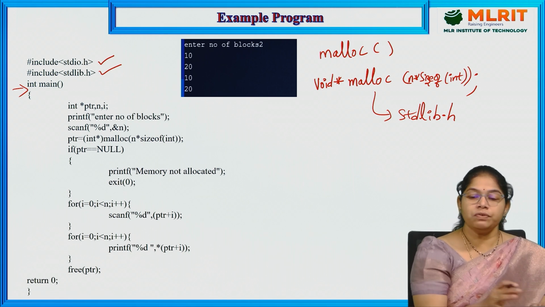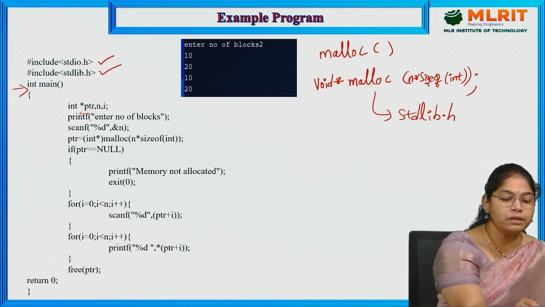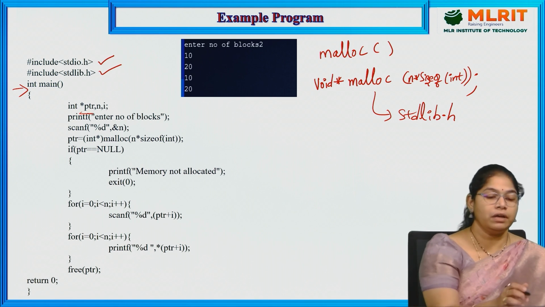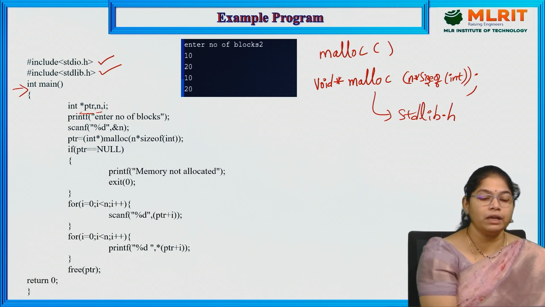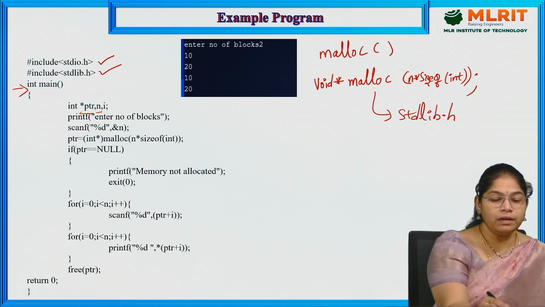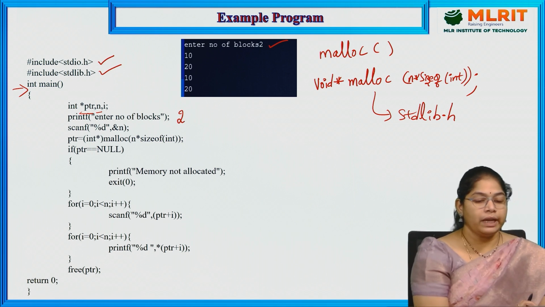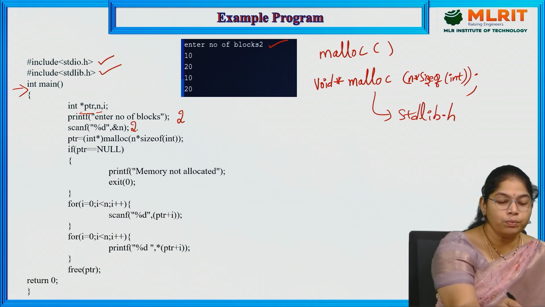So on successful allocation of memory, it returns a base address. To store that base address, we need a pointer. Here n is the number of blocks I want to allocate, then i. So printf enter number of blocks. Let us suppose here I have given 2 blocks. So 2 blocks I want to allocate. Then n value is 2.